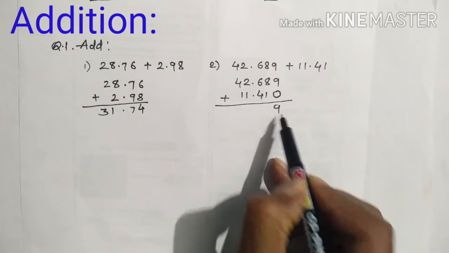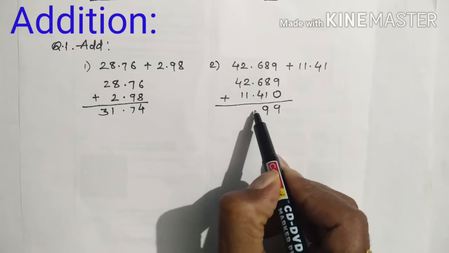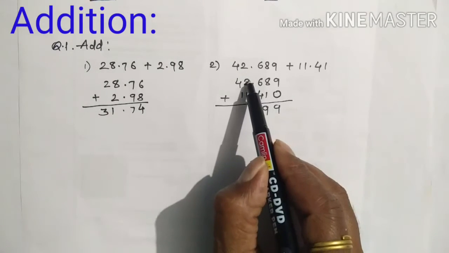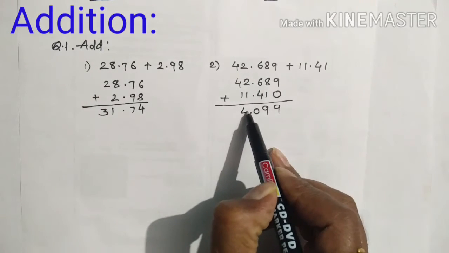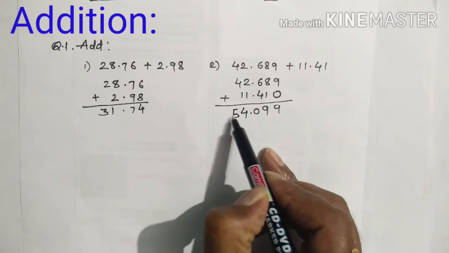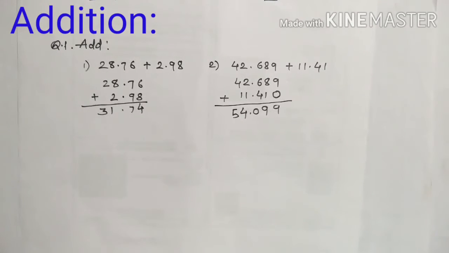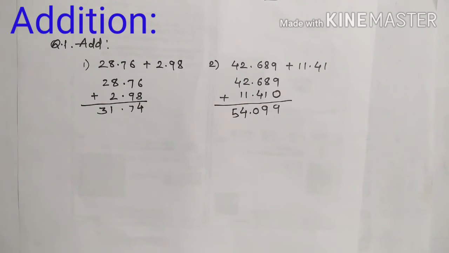9 plus 0 is 9, 8 plus 1 is 9, 6 plus 4 is 10, carry 1, 2 plus 1 is 3, 3 plus 1 is 4, and 4 plus 1 that is 5. So 54.099 is the sum. Okay, like this only we have to add. Let us take the next example.